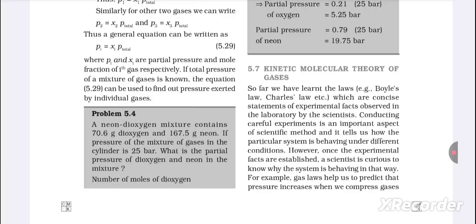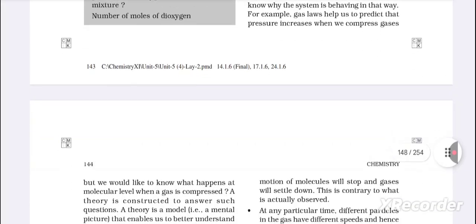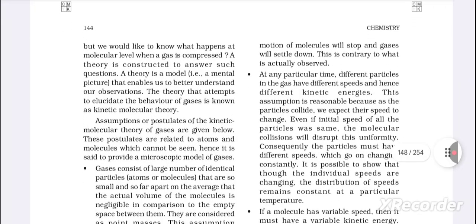For example, gas laws help us to predict that pressure increases when we compress gases, but we would like to know what happens at the molecular level when a gas is compressed. A theory is constructed to answer such questions. A theory is a model that enables us to better understand our observations. The theory that attempts to elucidate the behavior of gases is known as the kinetic molecular theory.